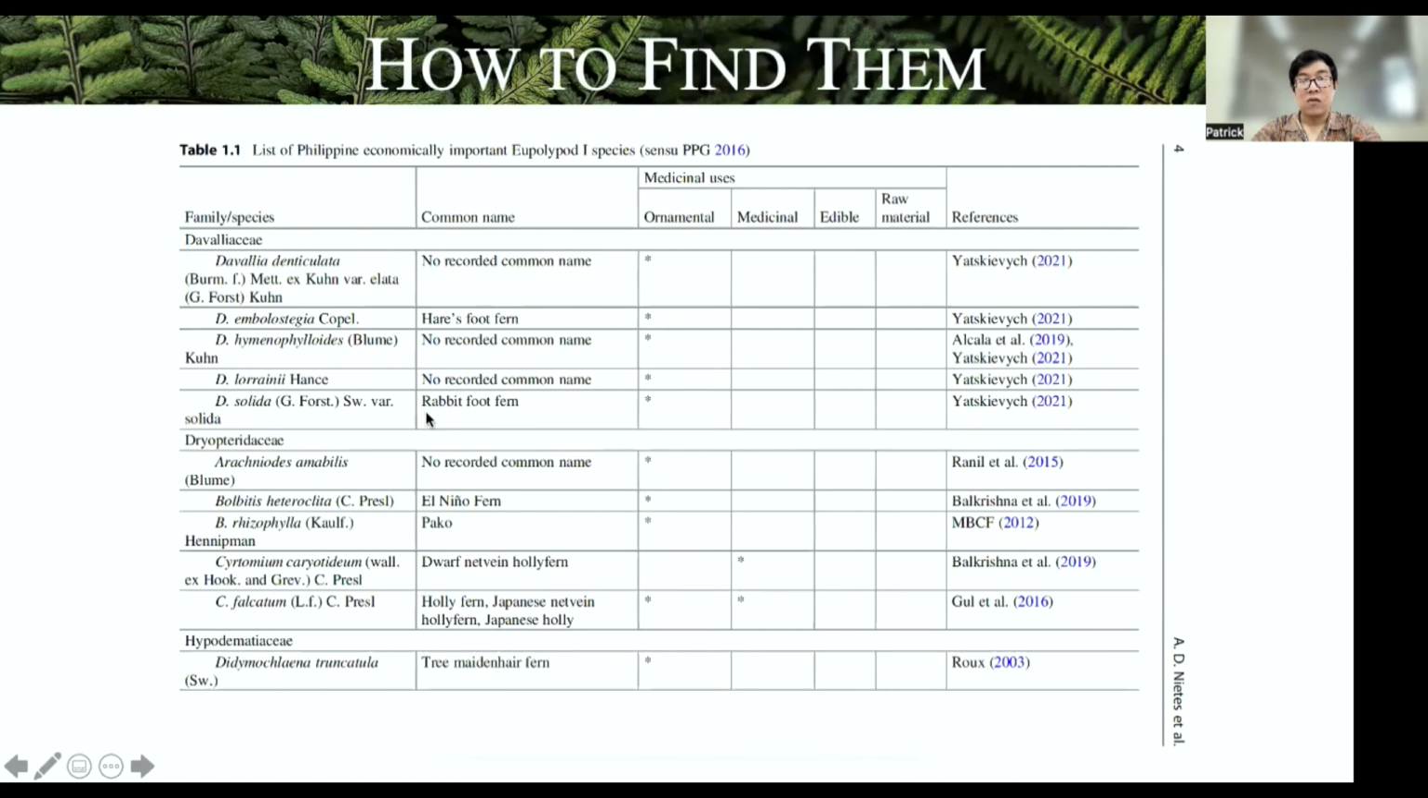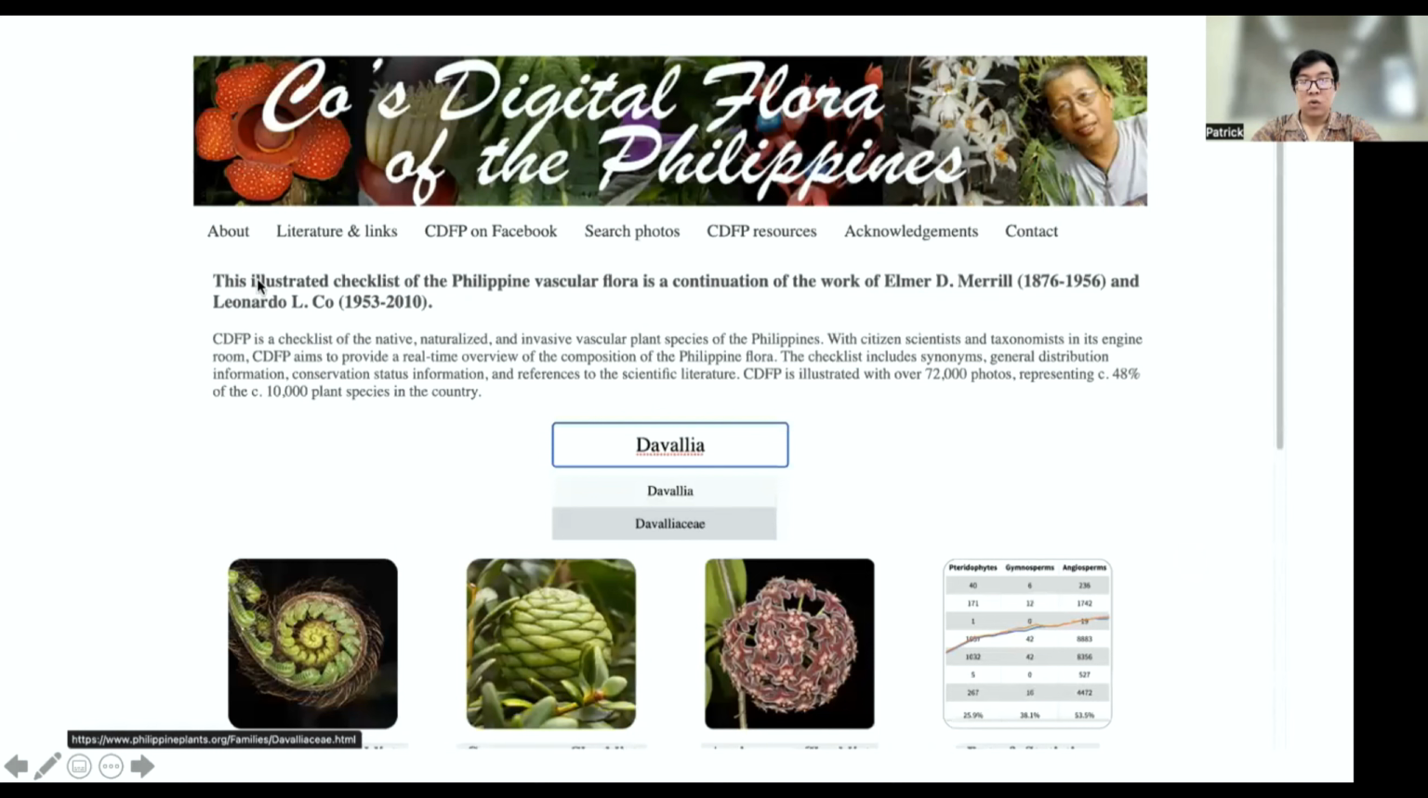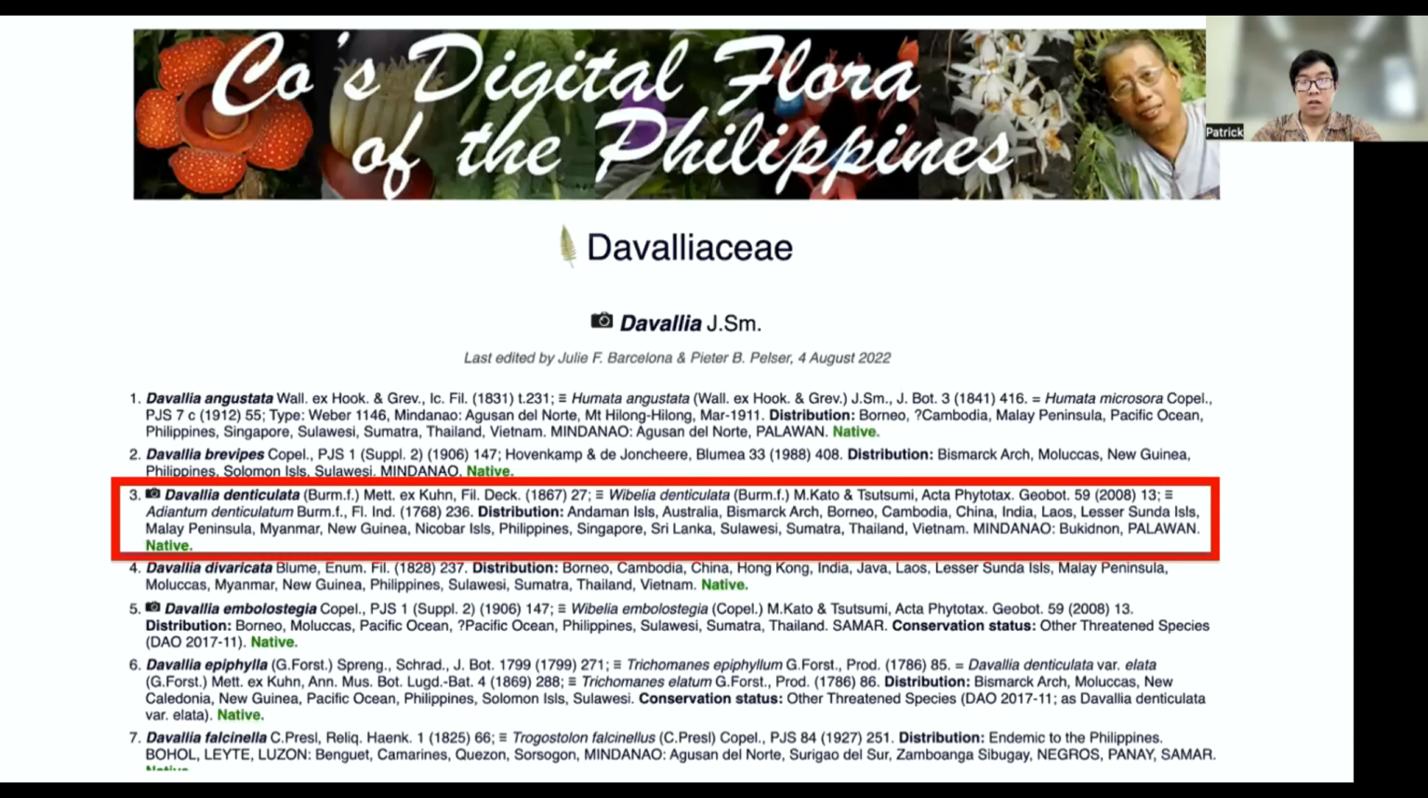Assuming you are looking for one of the species in the checklist, namely the Davallia denticulata, I would normally go to CDFP, the Co's Digital Flora of the Philippines, and search for its specific locality. It says it can be found in Palawan and Mindanao, particularly in Bukidnon. The good thing about CDFP is that the localities indicated are based on verified published records and other voucher specimens. However, it is not always updated.